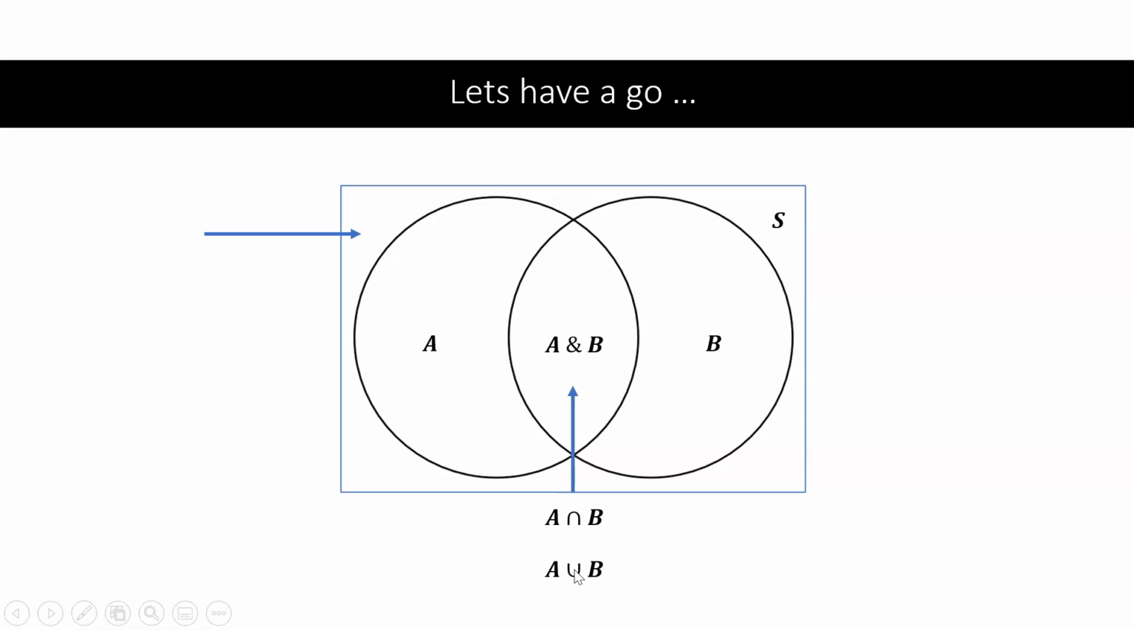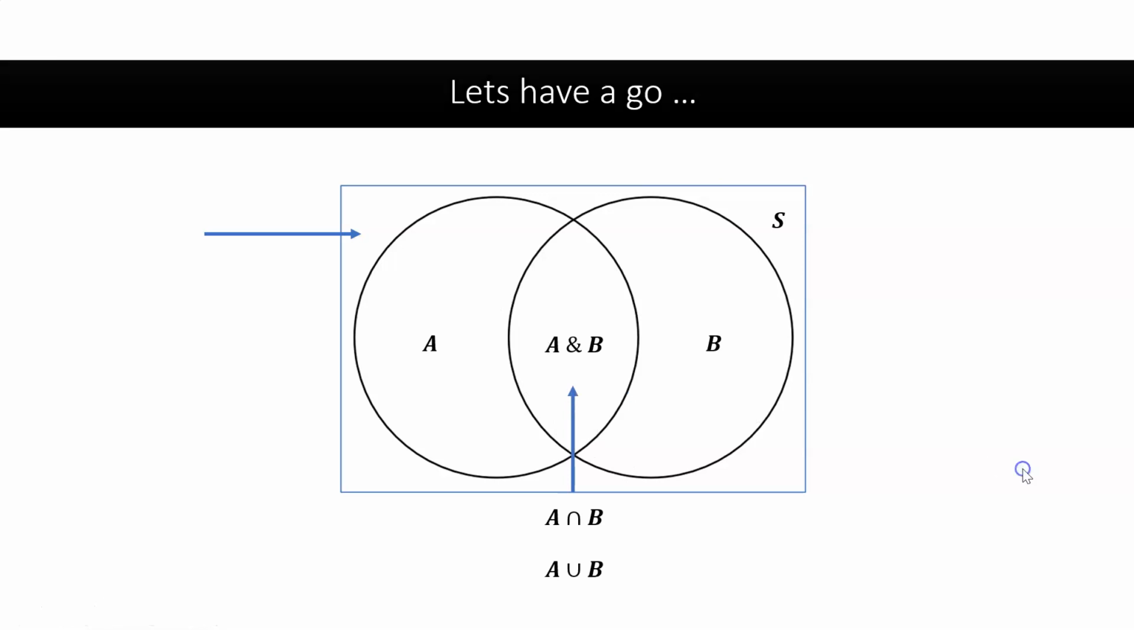Okay, now our union of A and B is everything within the Venn diagram. It's not everything within the box, okay? Our union of A and B is everything within the Venn diagram, because we may still have values that don't fit into the union of A and B, and they then go outside.